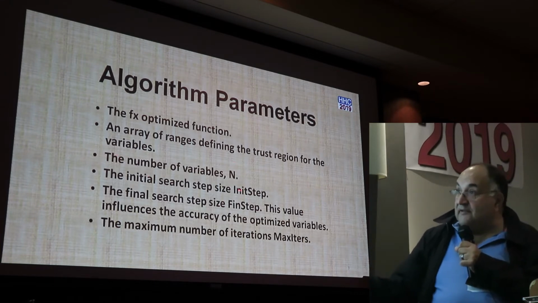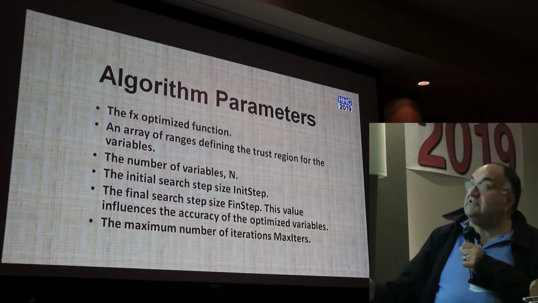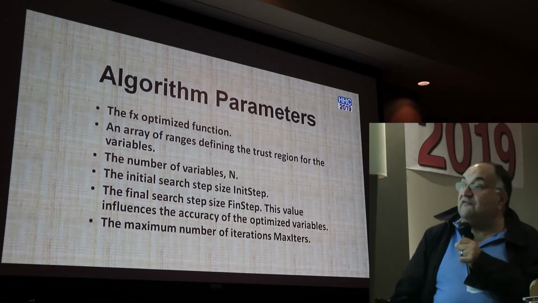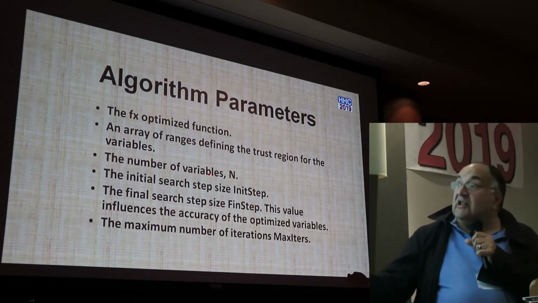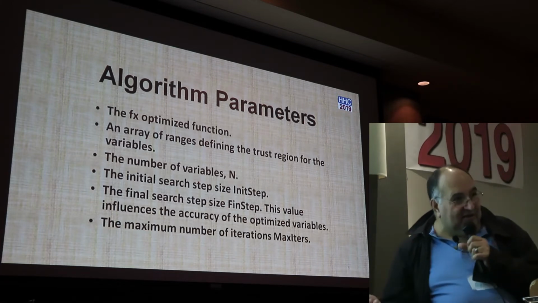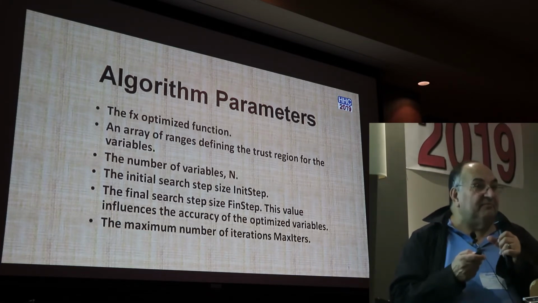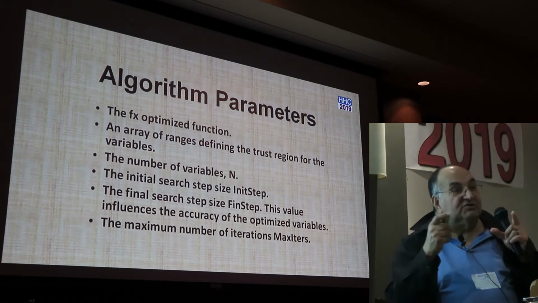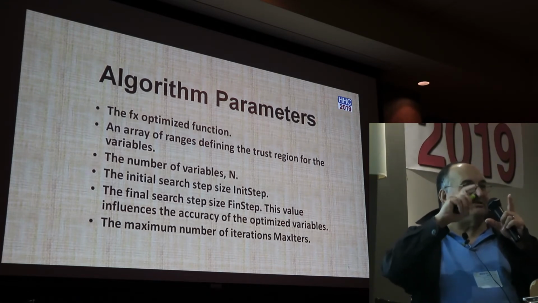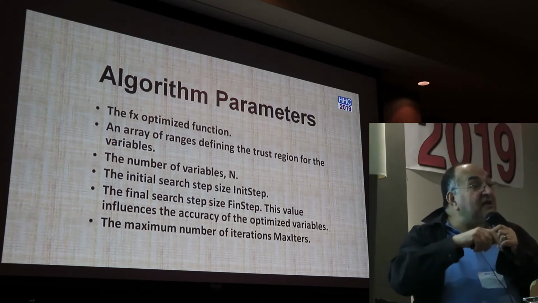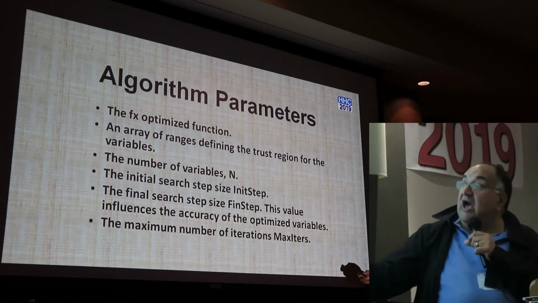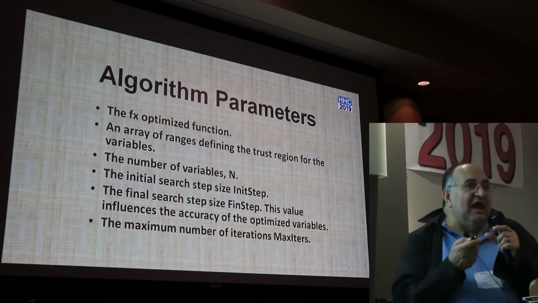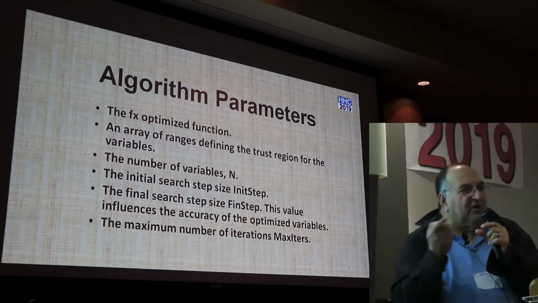The number of variables n, and then the initial step size, init step, and the final step size, fin step. This value influences the accuracy of the optimized variables. Comment here: the initial and final step size, in my case here, is a scalar. I'm assuming that all the variables have about the same magnitude. But if the magnitudes are significant and the accuracy matters, then we need to make these arrays, and you supply an array.